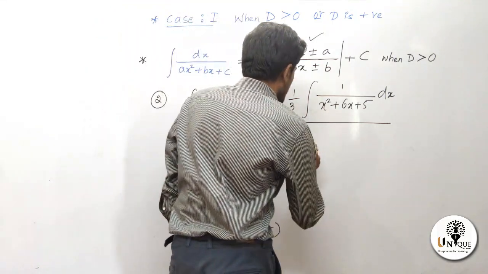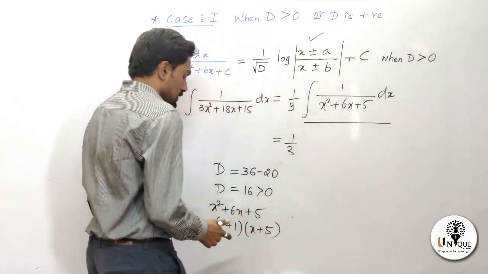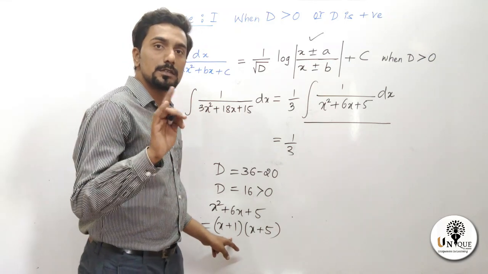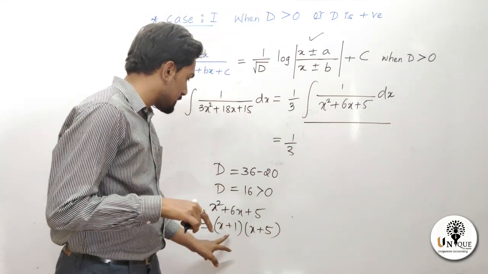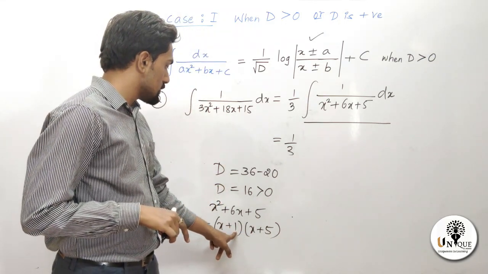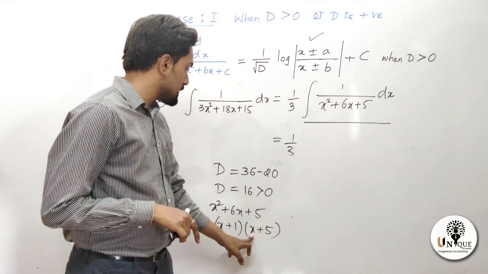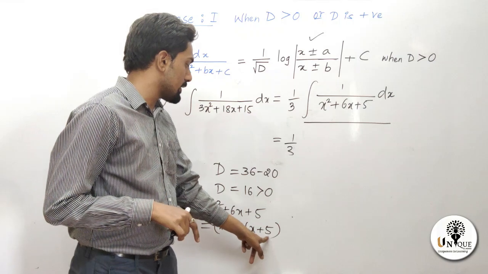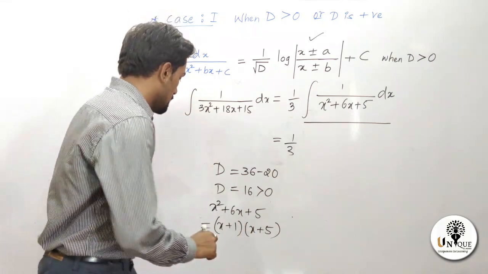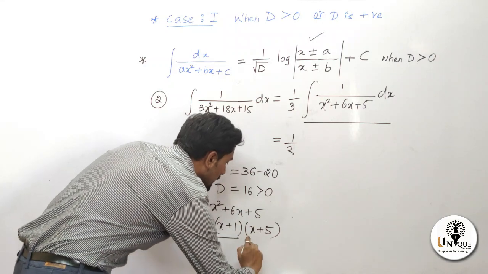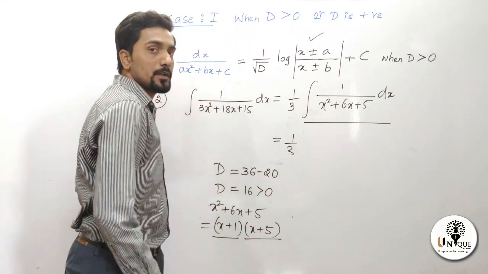Next, I will substitute. See, in these two factors, I have to choose the numerator and denominator. I will substitute x equals to 0. So we'll get 1 here, and here, if I substitute x equals to 0, I'll get 5. So the numerator is x plus 1 and the denominator is x plus 5.